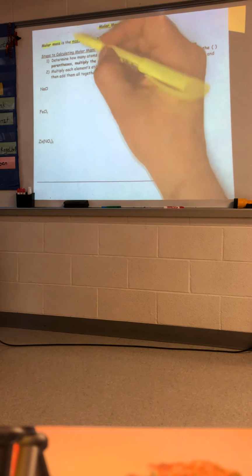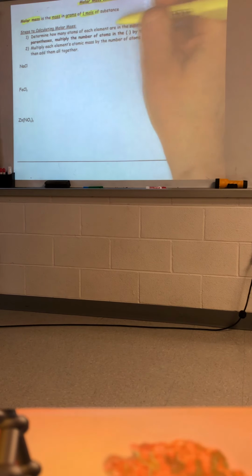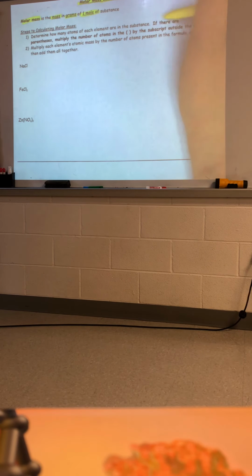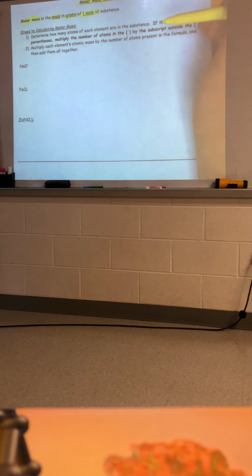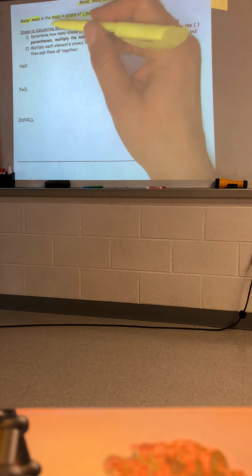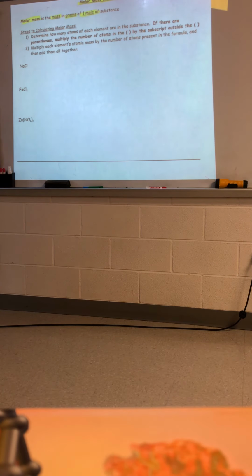The steps to calculate molar mass are: first, you determine how many atoms of each element are in the substance. If there are parentheses, you have to multiply the number of atoms by the subscript outside of the parentheses. You'll see that in a little bit. And secondly, multiply each element's atomic mass by the number of atoms. And I'll show you exactly how to do that.